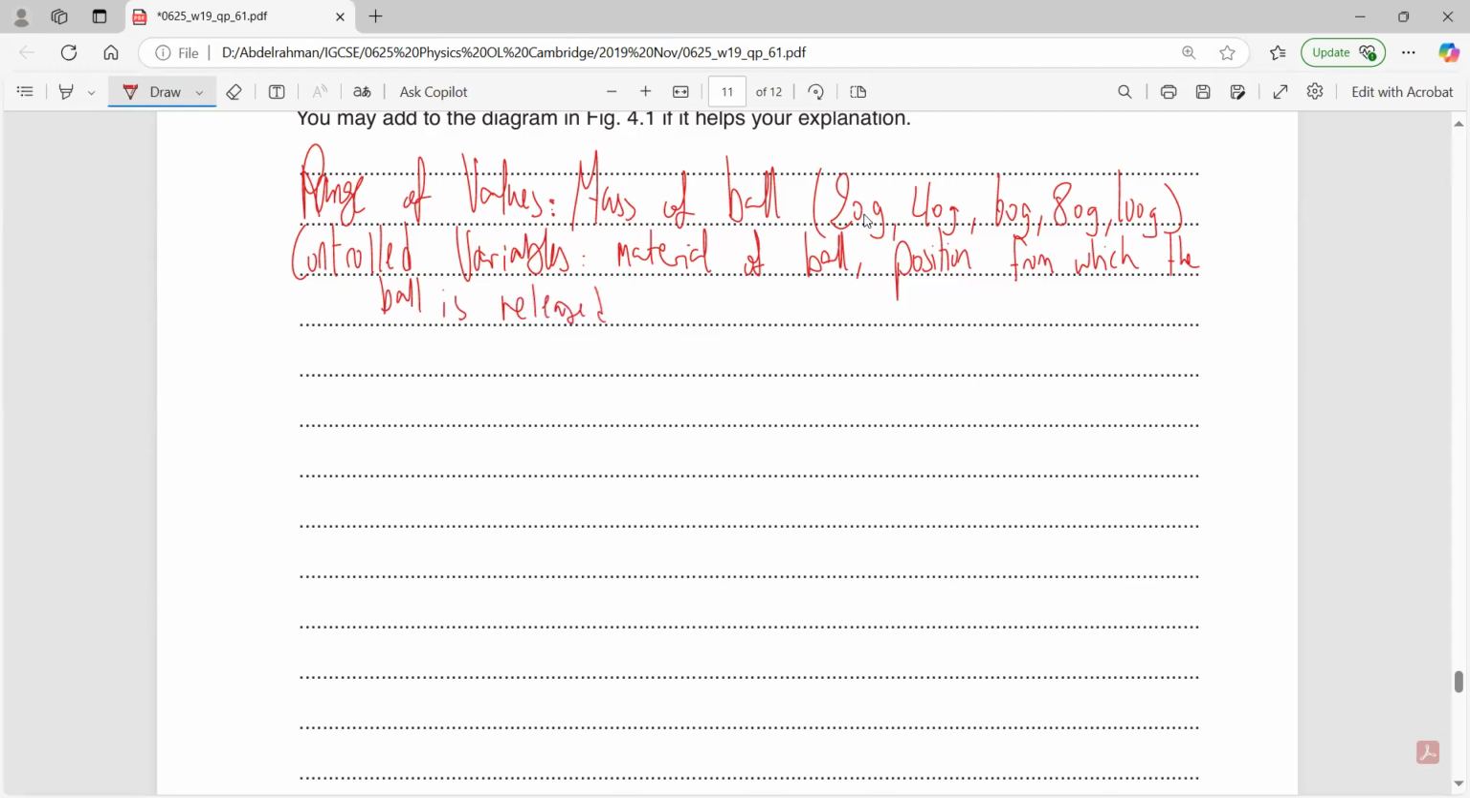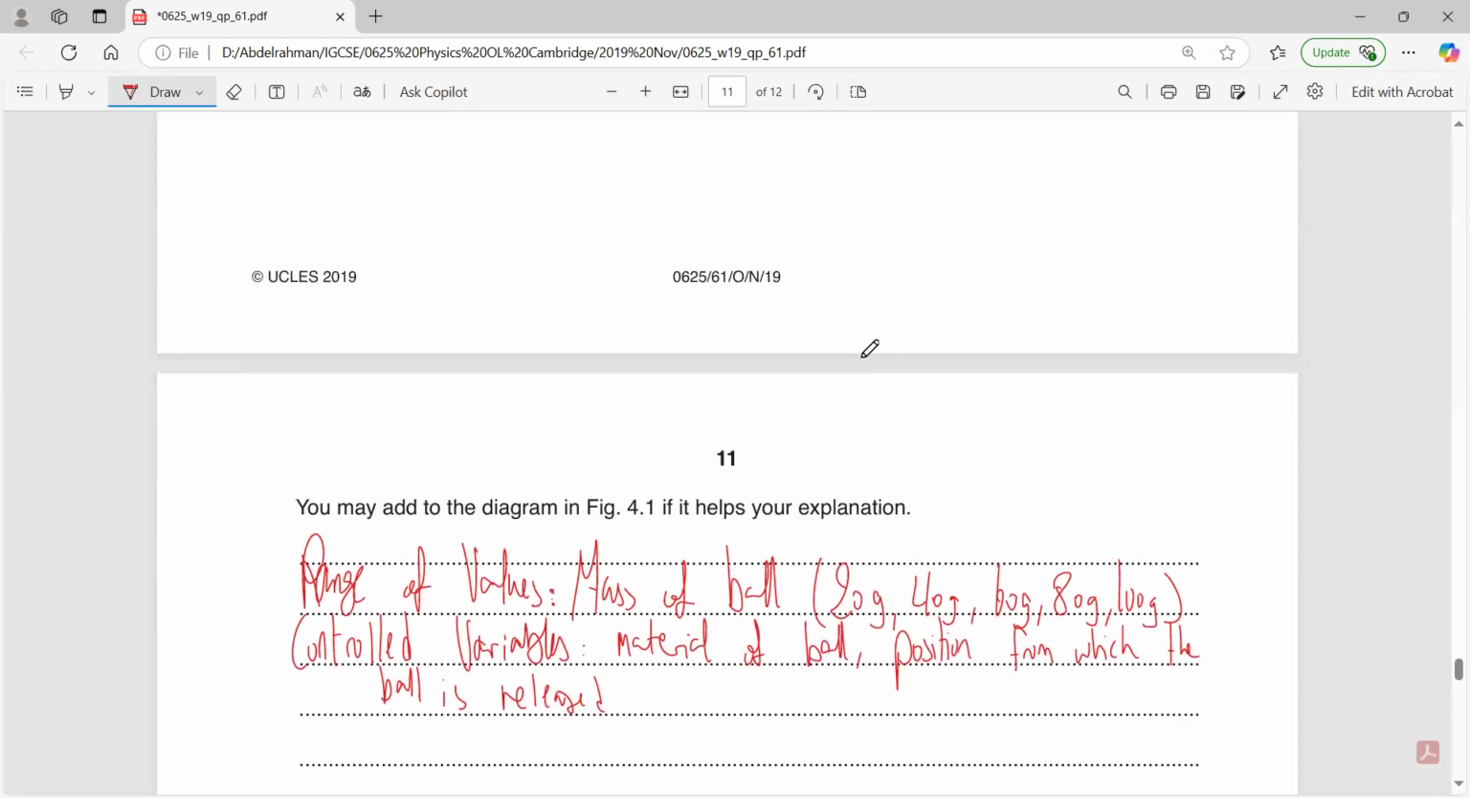Okay. The volume, no, we cannot say the volume. Why? Because if you have the same material, then as you change the mass, the volume will change, right? Density equals mass over volume. You have the same density. So if you increase the mass, the volume will also increase. So volume is not one of the controlled variables.